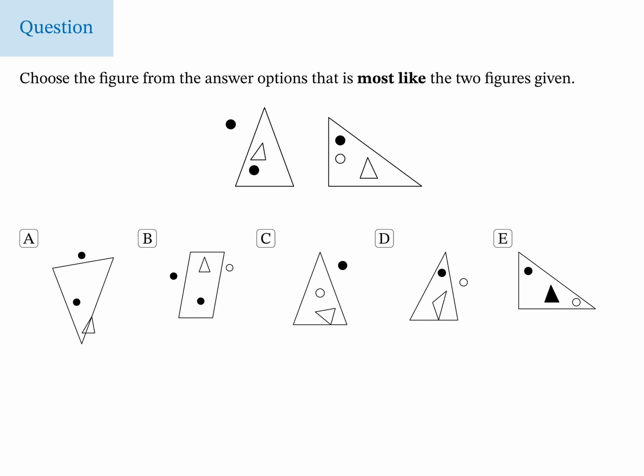Here is the question. It reads, choose the figure from the answer options that is most like the 2 figures given. So this is the first given figure, and this is the second given figure. And as always, we have our answer options A, B, C, D, and E. Here is our poll. Give everyone a few seconds to think about it. Have a go at this one. It's a tricky one.